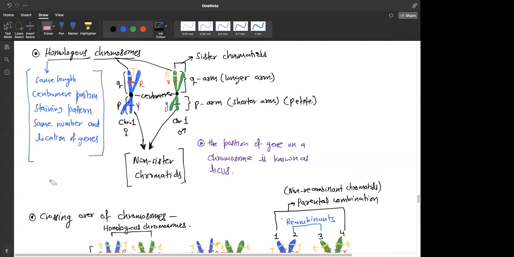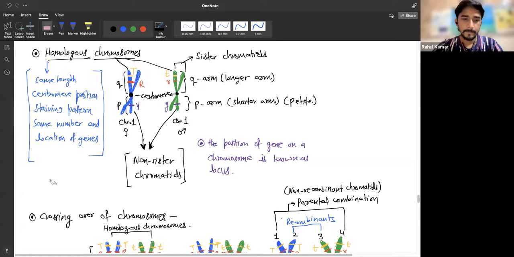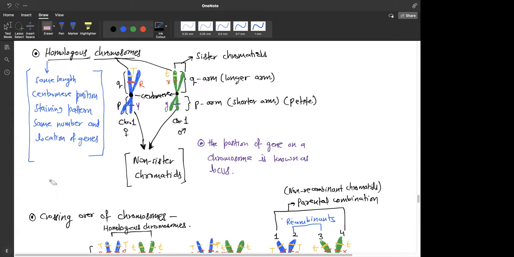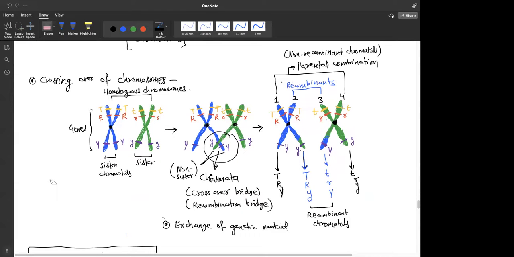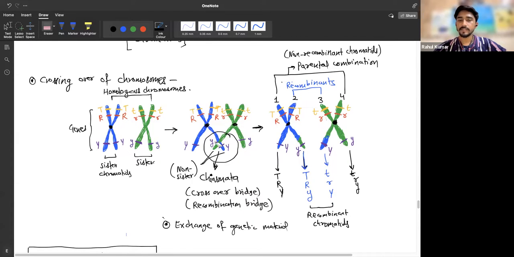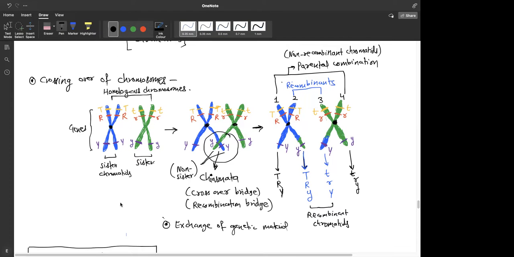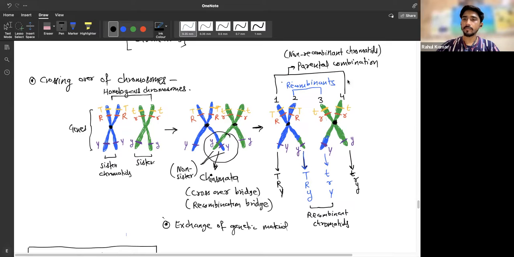The chromatids of two homologous chromosomes are known as non-sister chromatids, and variation takes place due to the crossing over of non-sister chromatids in homologous chromosomes. And then these form the parental combinations and the recombinant traits. You understand why there are recombinant traits? Because at the chiasmata, which is the crossing over bridge, there is exchange of genetic material happening, right? Yes, sir. So we get two parental types, non-recombinant chromatids, and the other two are recombinant chromatids.